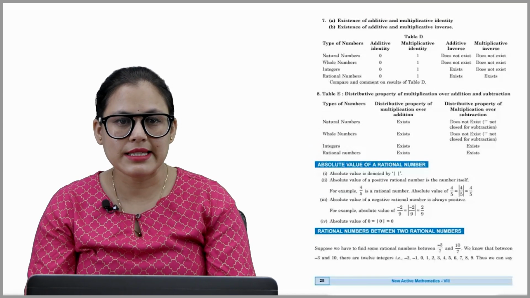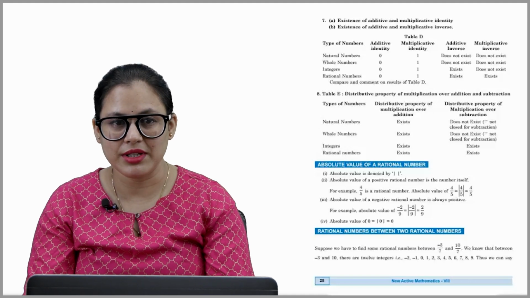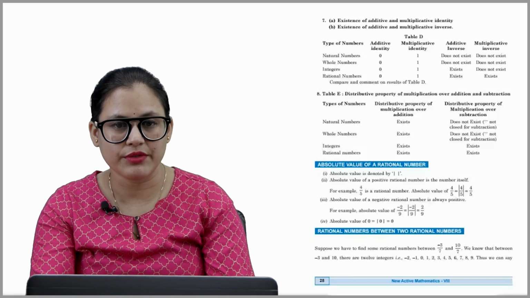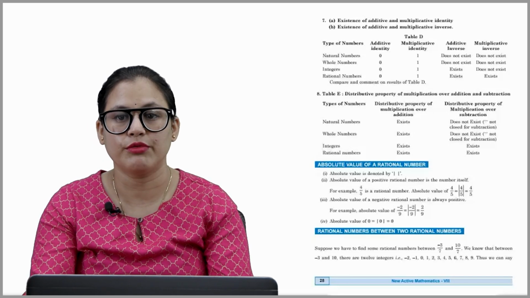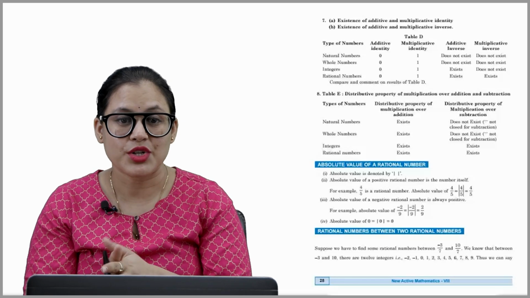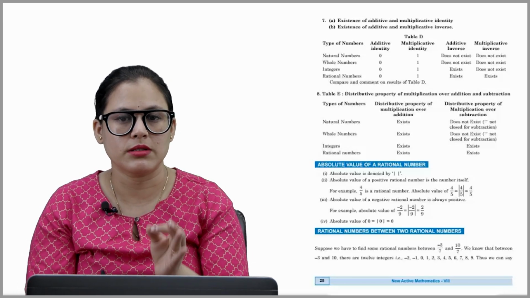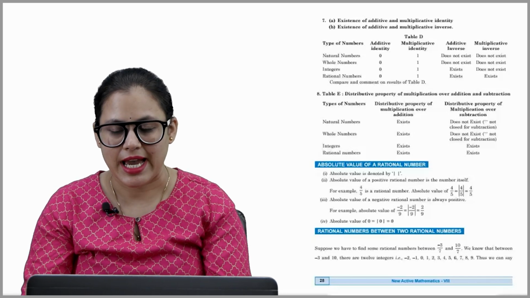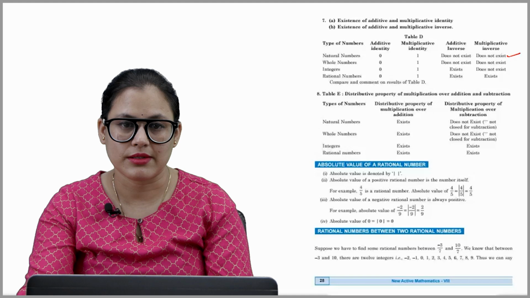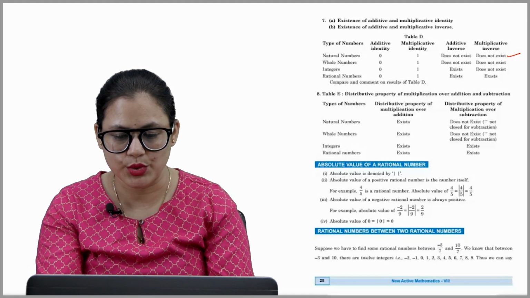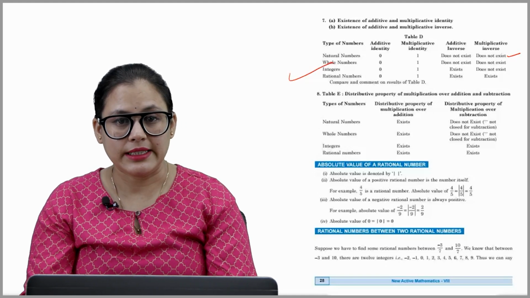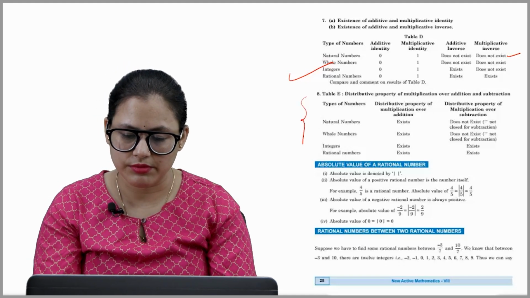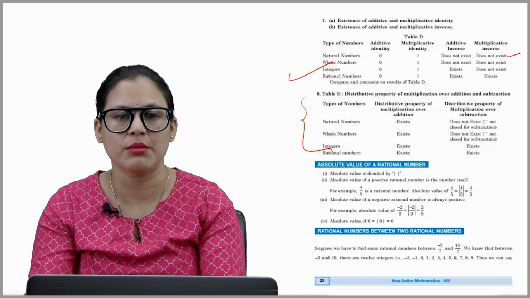Number 7, A, existence of additive and multiplicative identity, and B, existence of additive and multiplicative inverse. Okay. So types of numbers are given here: additive identity, multiplicative identity, whether they follow, whether it exists or not. Okay. For natural numbers and rational numbers, additive identity is 0. Additive inverse doesn't exist for natural numbers. Multiplicative identity is 1, and here multiplicative inverse doesn't exist. Okay. So go through this table. Okay. Now table E, distributive property of multiplication over addition and subtraction. Okay. Also go through this table. How very beautifully this has been summarized in these tables.